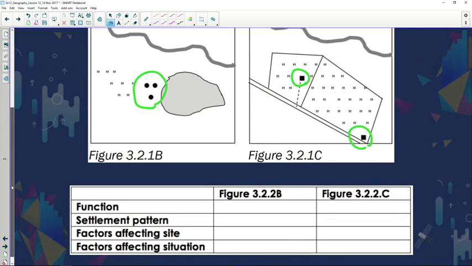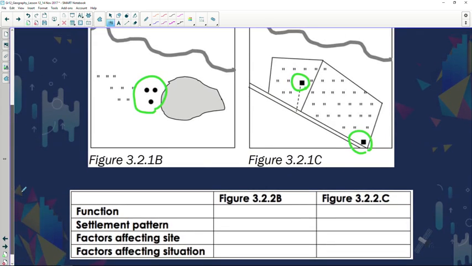Now, if you look at the table over here, for instance, what's the function in 3.2.1b and what's the function in 3.2.1c? As you can see, both are rural settlements, so they are unifunctional, meaning they only concentrate on a primary activity. This can be farming, stock farming or crop farming, for example. 3.2.1c gives me a clear indication, because what's taking place over there is cultivated land, so crop farming is being practiced. There's some crop farming taking place over there as well.